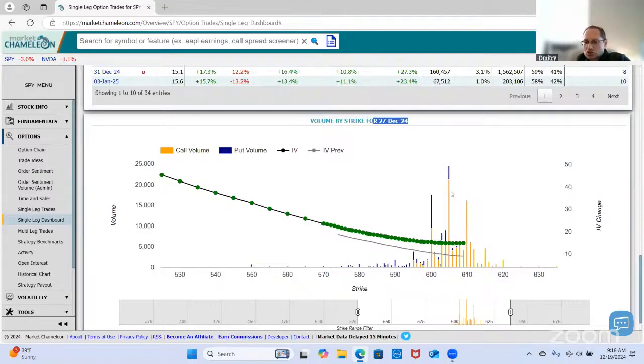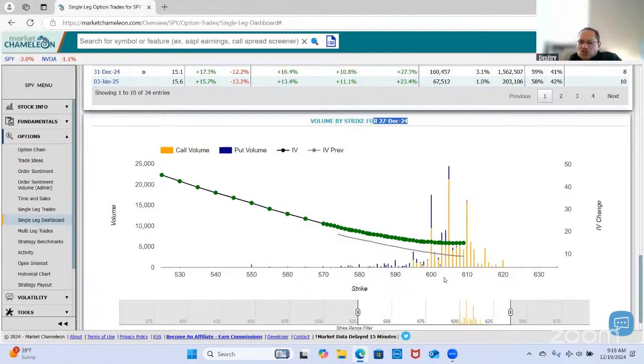The yellow bars show us the number of contracts traded at each strike in the calls. The blue stack on the same strike is how much volume traded in the puts. So a lot of trading in the call volume here. And where did we end up yesterday? Around 585, around here, 586. You can see most of the trading was above where we are now.